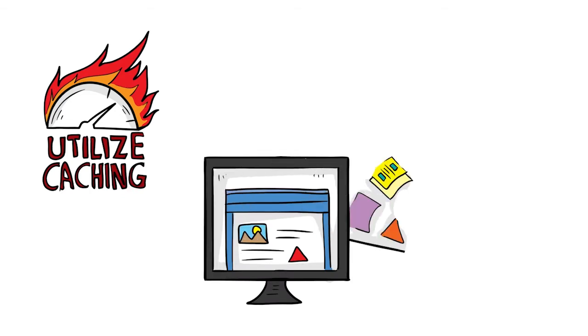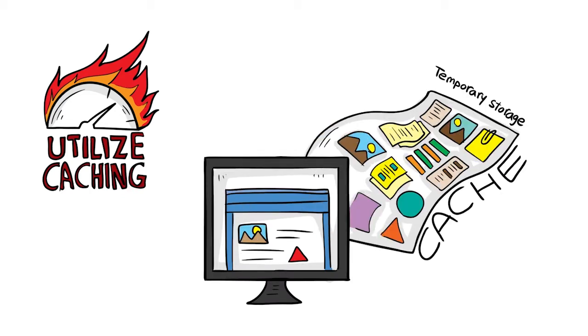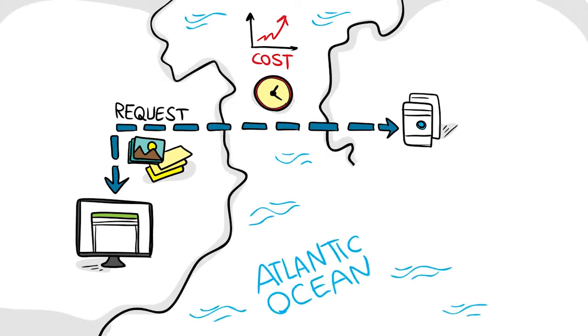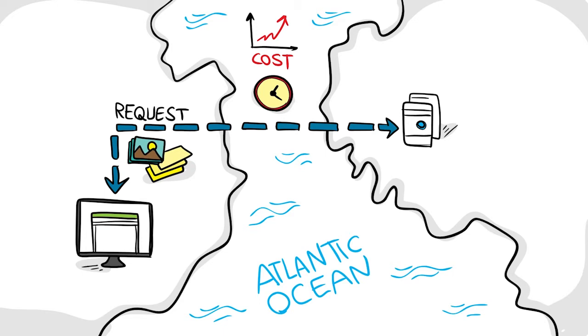An important method for optimizing web performance is to utilize caching. The cache is a temporary storage location in a visitor's browser for files downloaded to display a website. When a browser needs to retrieve a file from a server to load it for a visitor, this can be slow and expensive depending on the size of the file and the geographical distance between the visitor and the server hosting that file.